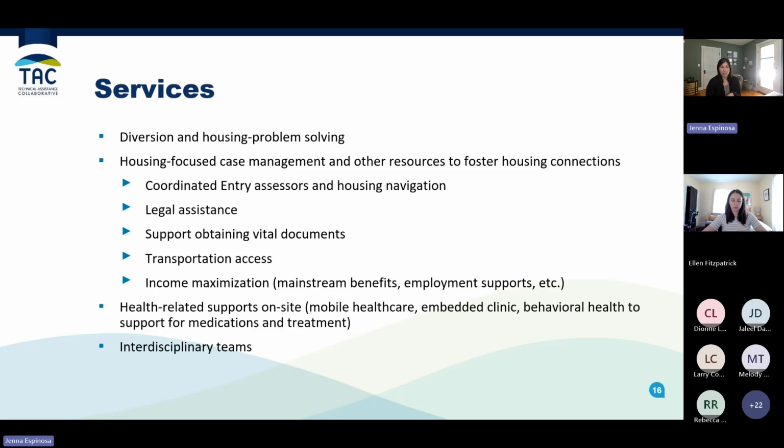And then interdisciplinary teams. And so not only having someone work closely with a housing navigator, whoever it may be that's supporting the housing search, but also helping them manage their mental health or substance use, whatever seems to be a large barrier to them being able to stay in the shelter.